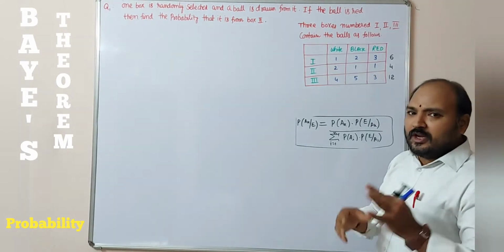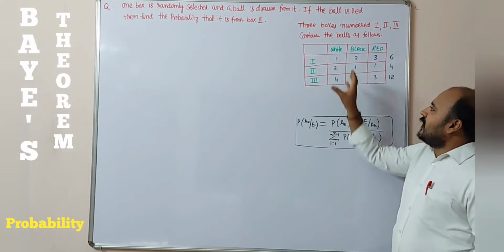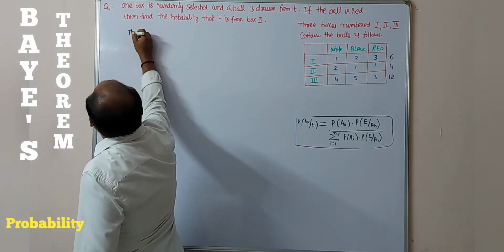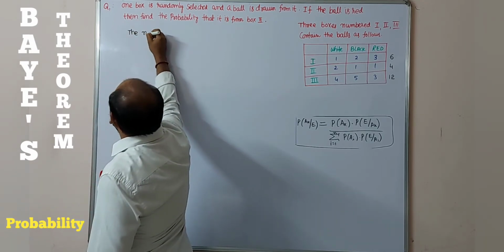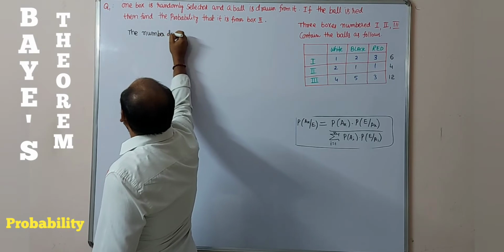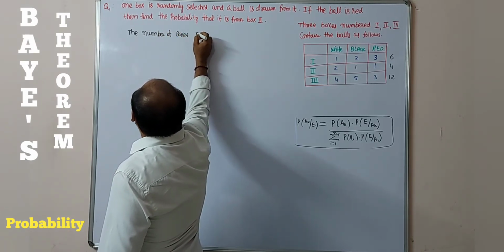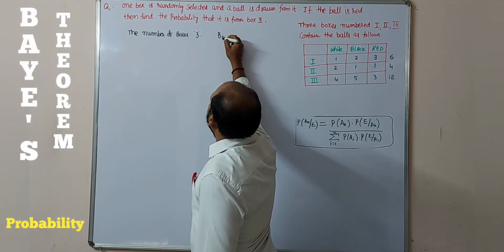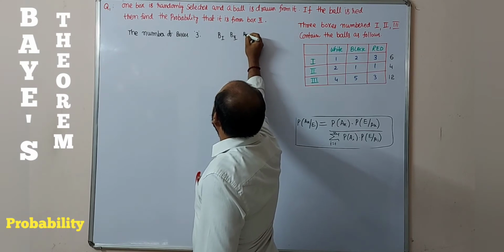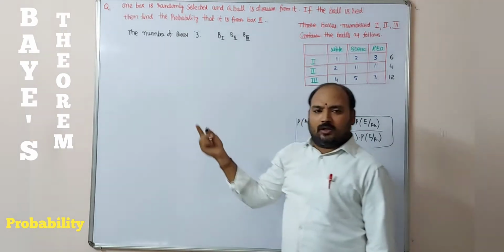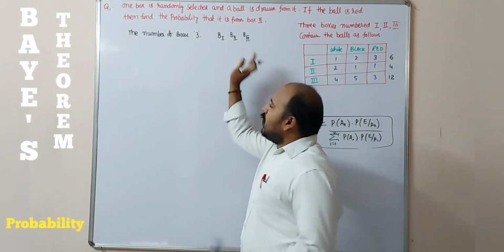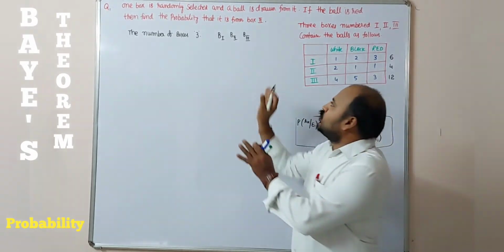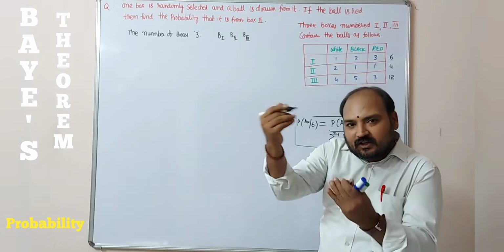So first we need to find the probability of the respective boxes. What boxes are there? The number of boxes is 3. We can name them Box 1, that means B1, B2, B3, or otherwise you can give the numbers 1, 2, 3. Total 3 boxes are there. One box I want to select, out of 3, we can select one in 1 by 3 ways. So total number of possibilities is 3, and one box I want to select, so 1 by 3.